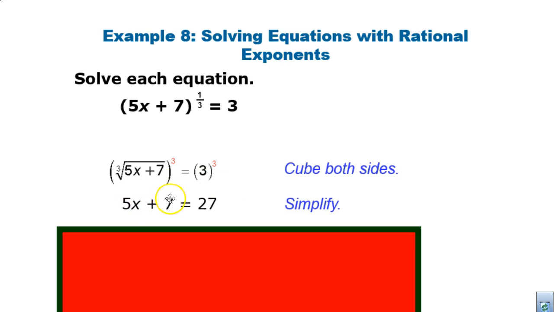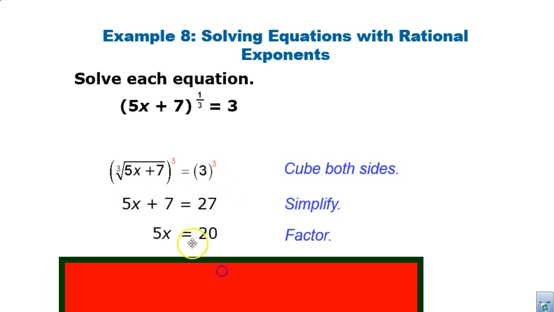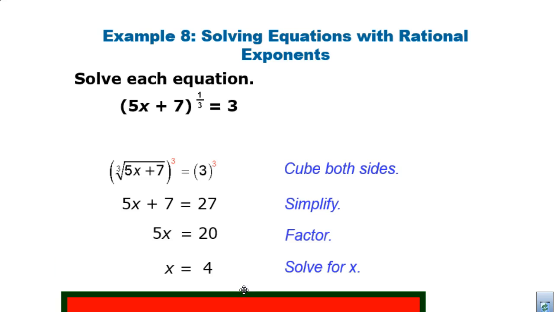Well, that gives us 5x plus 7 equals 27. We subtract 7, divide by 5, and we end up with 4 as the solution. When you plug 4 back up here, 5 times 4 is 20, 20 plus 7 is 27, and the cubed root of 27 is 3. So we know that it works. It gives us a true statement.